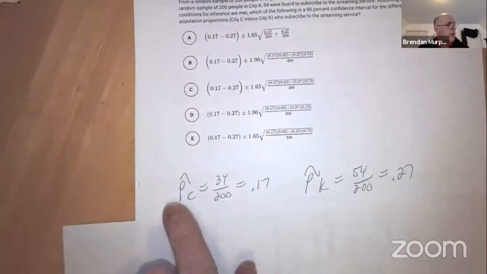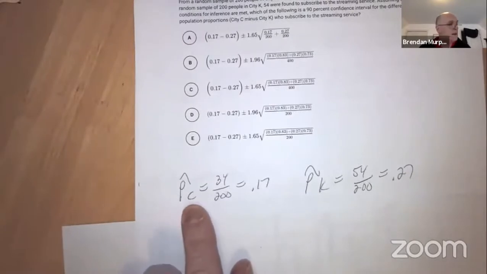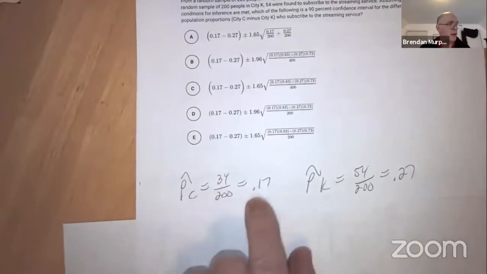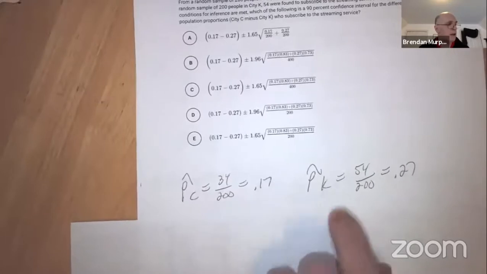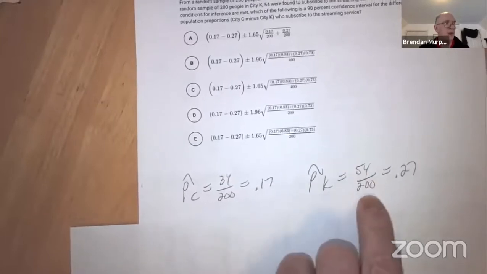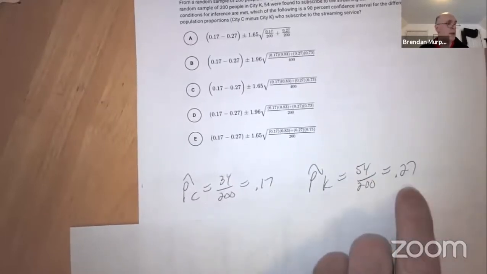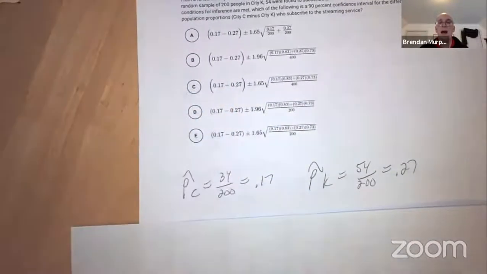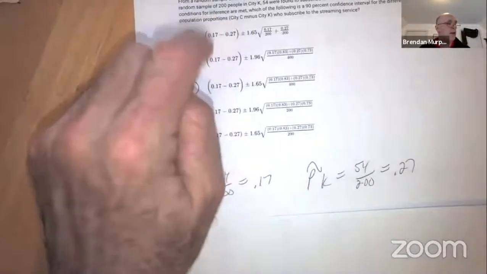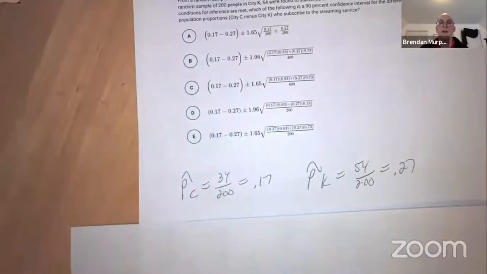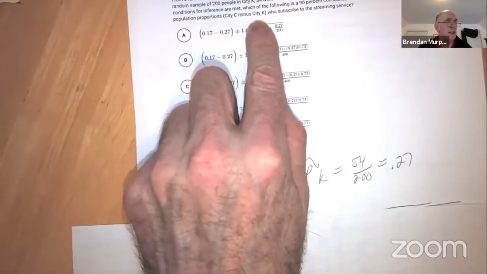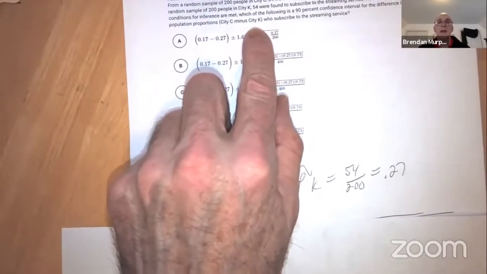And so I did a little math down here. P hat for city C was 34 over 200 or 0.17. P hat for city K was 54 over 200 or 0.27. Unfortunately, I cannot eliminate any problems because all of those have the correct difference of the 2 cities. And again, the problem said city C minus city K.